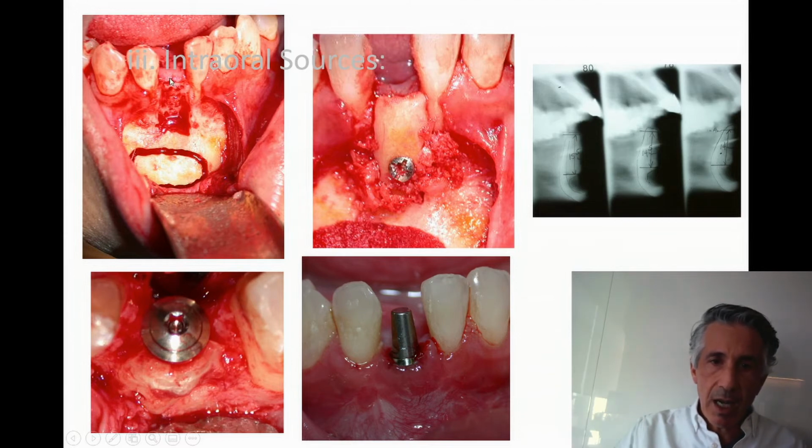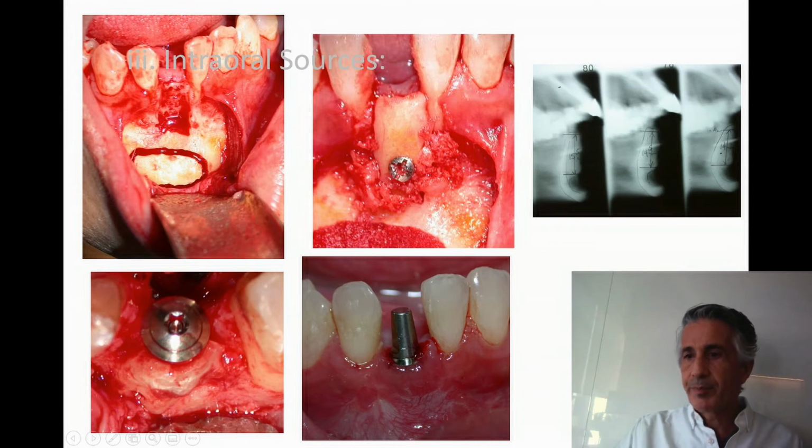So here's a lower incisor. Here's a little bone. We carve out a little piece of a recipient bed. We carve this out with a 701. We shape it, put it in, hold it with a screw, and then 5 months later put in the implant and then the crown. And you can see here the x-ray, the tomogram, just showing the volume increase of bone.